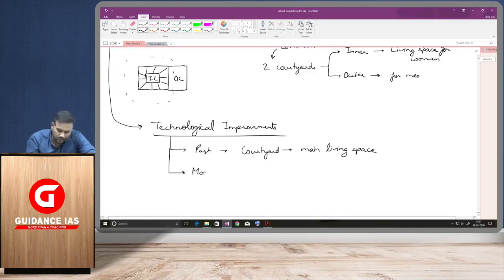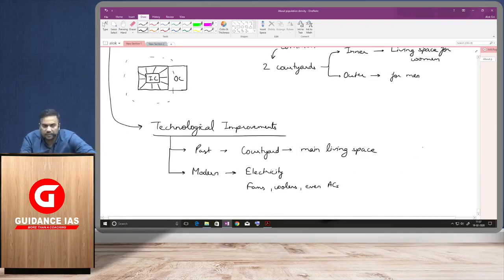But in modern times, a number of factors have changed. For example, the presence of electricity, presence of other equipment like fans, coolers, even now air conditioners are making their way into the villages. Others, like the emergence of television. All these have changed the characteristic of the houses now.